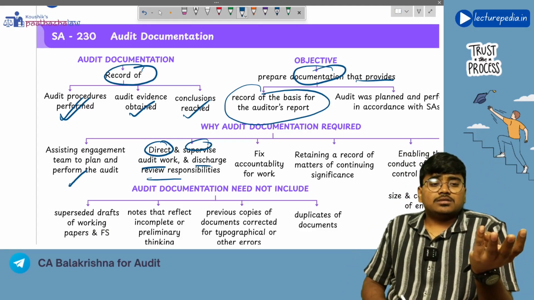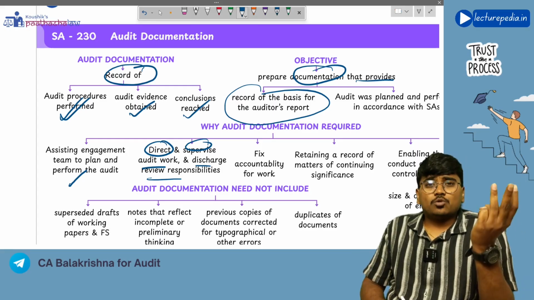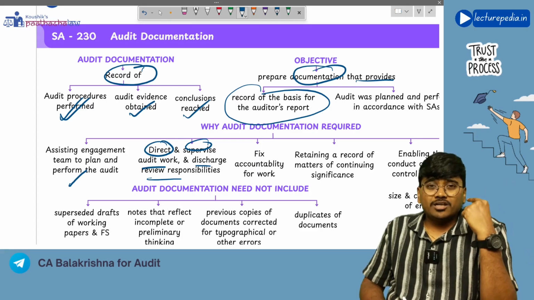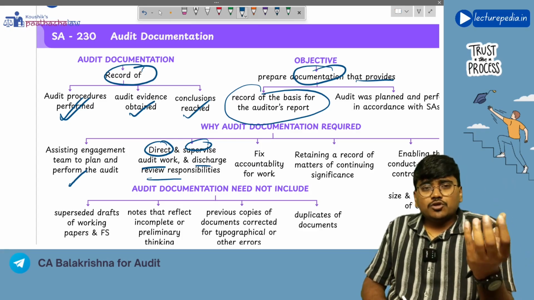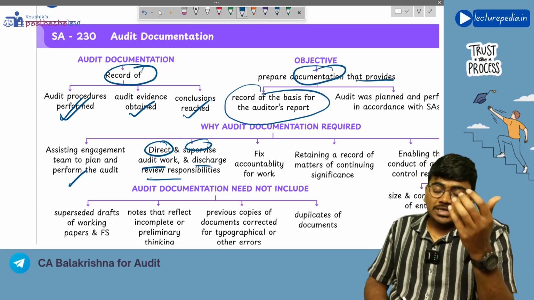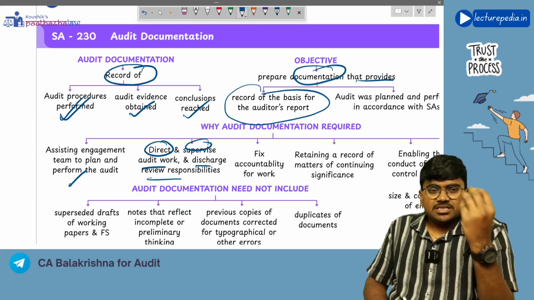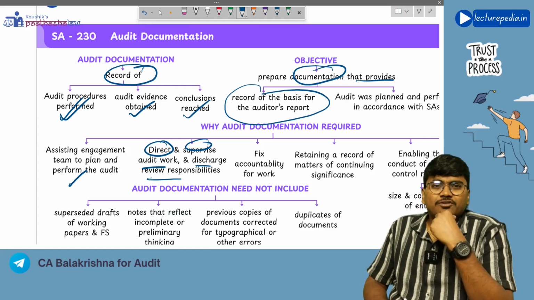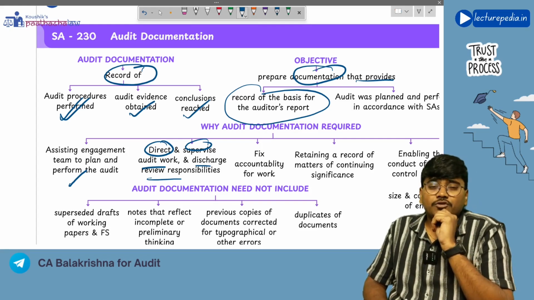There is the concept of engagement quality control review. There is the concept of peer review. There is the concept of quality review. Now, for all these reviews to properly take place, there should be documentation. They will review the documentation. If documentation itself is not there, what will they review? So this is also one of the advantages of documentation.